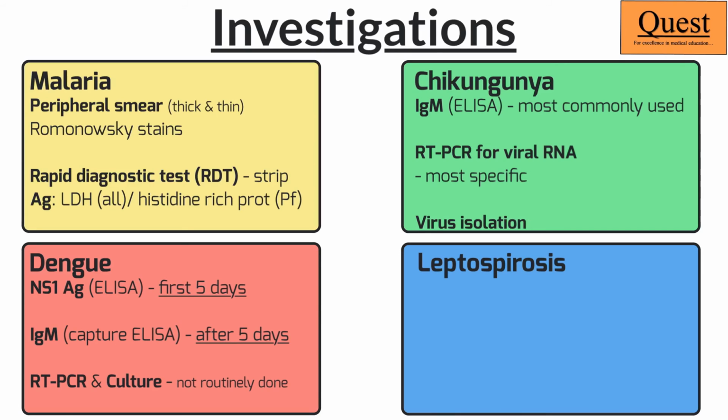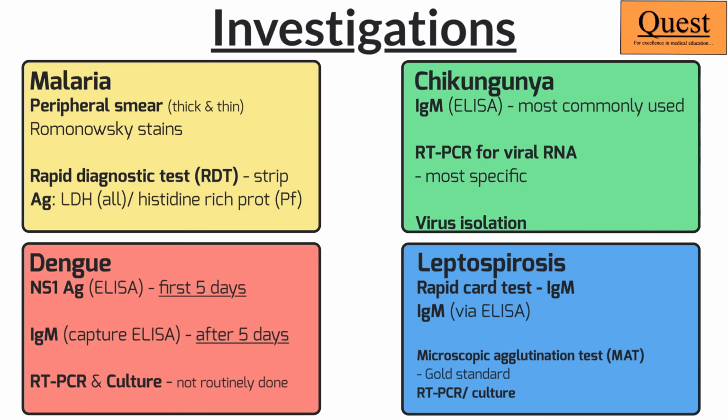Coming to chikungunya, the most specific test is RT-PCR for viral RNA, but again not very commonly done. What is commonly available and done is the serology IgM antibody via ELISA for chikungunya. Virus isolation can also be done, but again this is predominantly for research purposes rather than routine clinical practices.